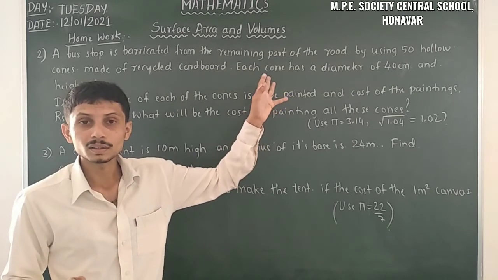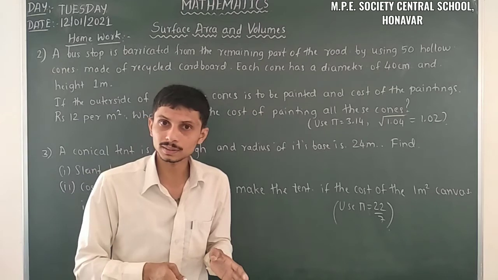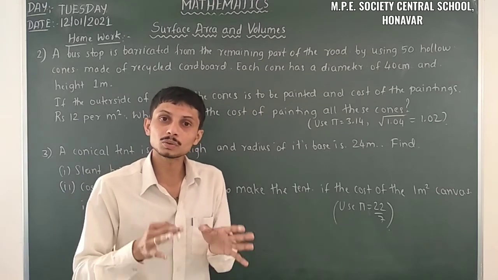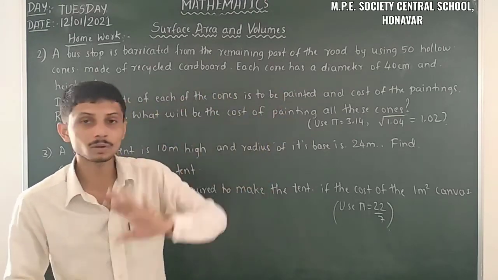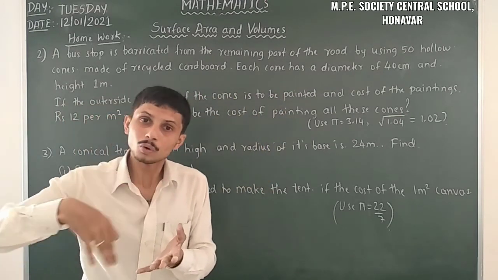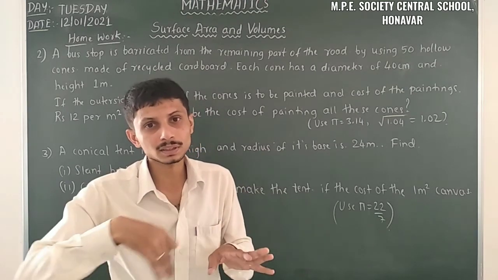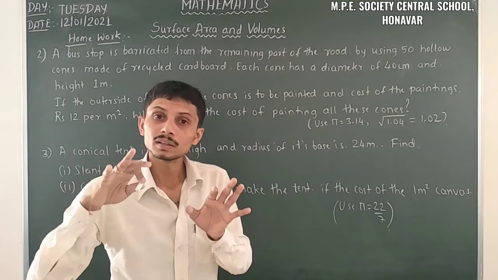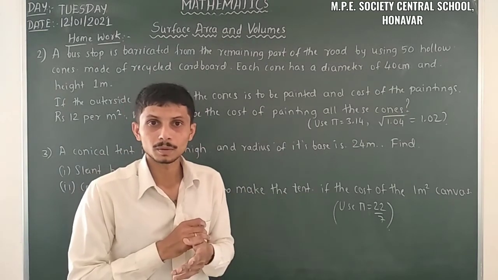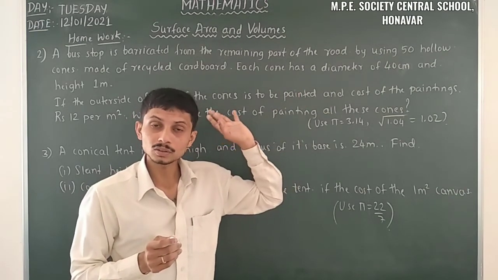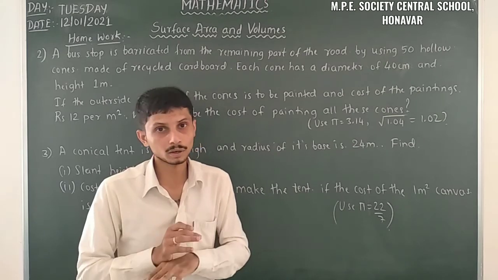So firstly, when we have found out the curved surface area, we find out the total area of cardboard required for the 50 hollow cones. That is, for one hollow cone some curved surface area of cardboard is required. But there are 50 hollow cones, so for the 50 hollow cones, how much cardboard is required, that you have to find out.